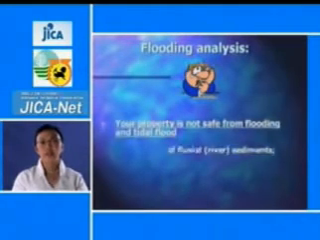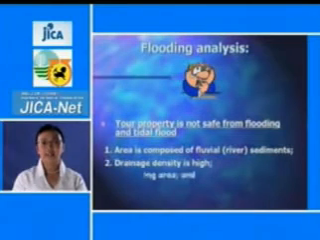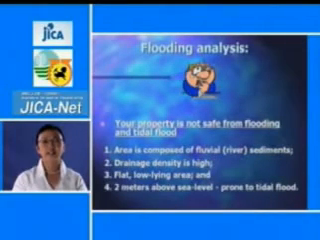Your area is composed of fluvial sediments. The drainage density is high. Your property lies in a flat to low-lying area. You are situated in an area which is only 2 meters above sea level and is therefore very prone to tidal flood.